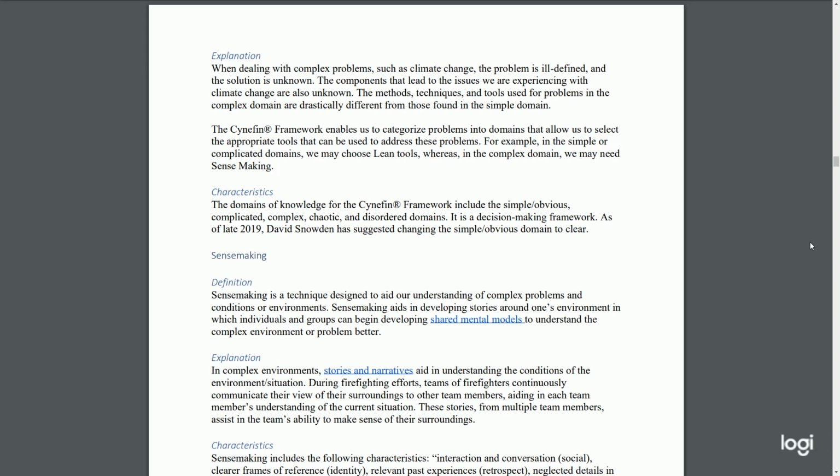Explanation. In complex environments, stories and narratives aid in understanding the conditions of the environment or situation. During firefighting efforts, teams of firefighters continuously communicate their view of the surroundings to the other team members, aiding each team member's understanding of the current situation. These stories from multiple team members assist in the team's ability to make sense of their surroundings.